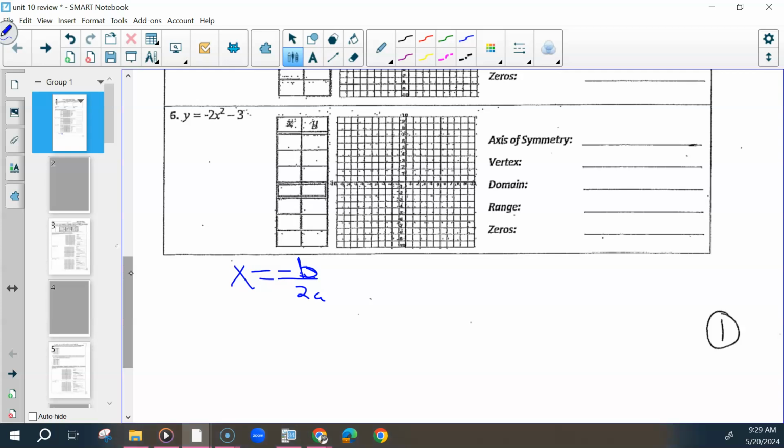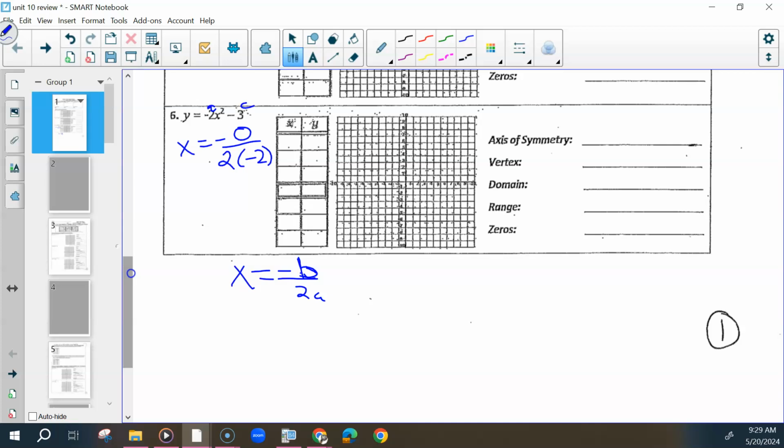So in number 6, if I was using this formula, I don't have a b. Remember that this is given to you as ax squared plus bx plus c. I have a, I have c, I don't have b. So when I start to set this up, it's going to be x equals negative 0, I don't have a b, over 2 times negative 2. What would that axis of symmetry be?